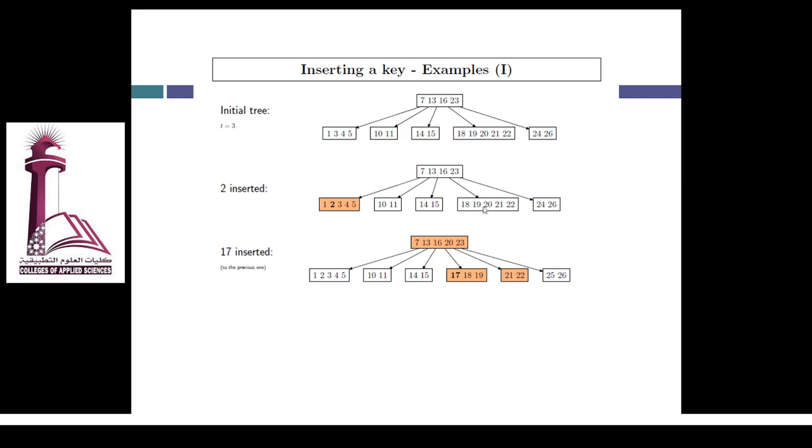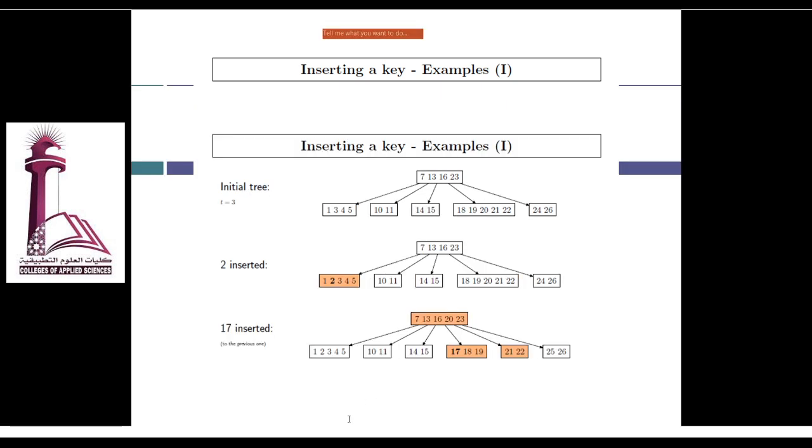So now along with this 18 and 19 you can insert 17. So that's all about inserting in a B tree. Okay, so if you have any doubts you can ask me.